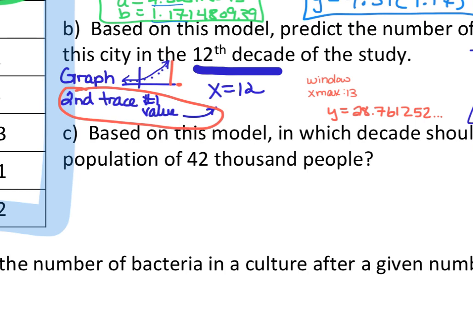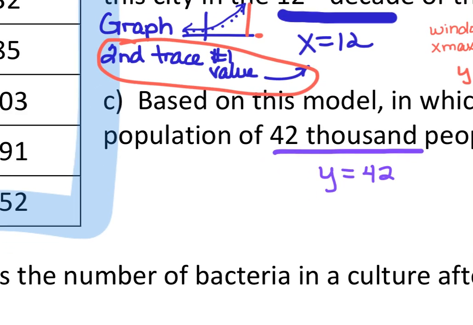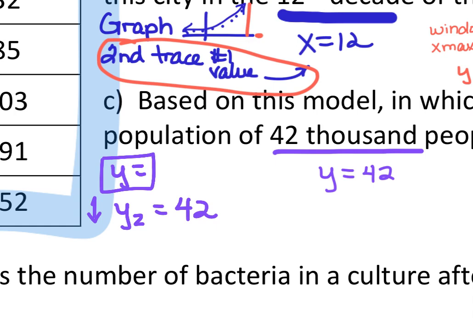So for part C, they're giving you the number of people. So here, that's a y value, y equals 42,000, right? But you don't have to type in the 1,000. The 1,000 is just your units, your label. And you want to find the x value. So in order to do that, you want to go to your y equals menu, and you want to do y2. So you're going to arrow down to y2 and type in y2 equals 42. And when you do that, then press graph again.